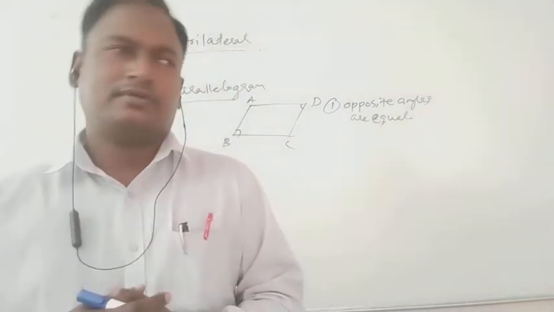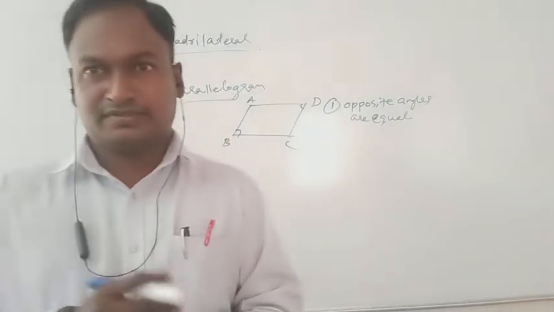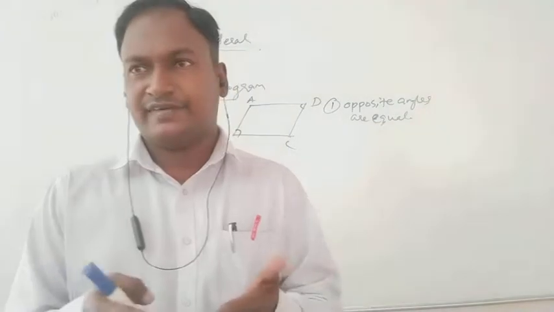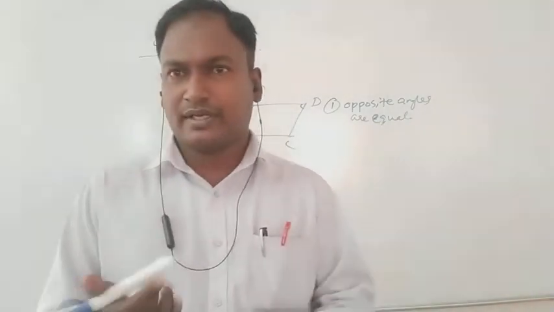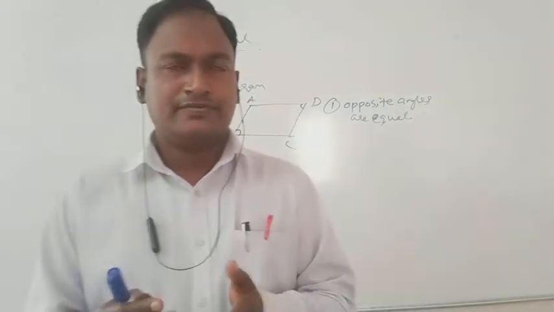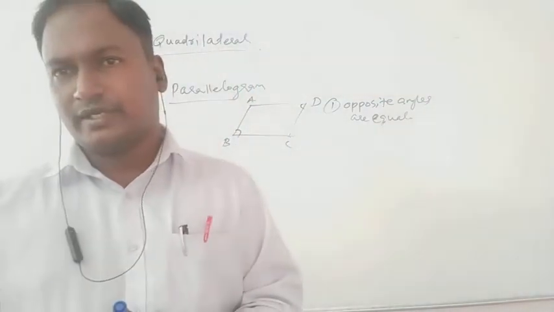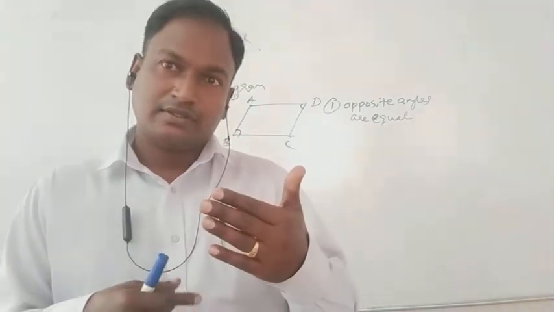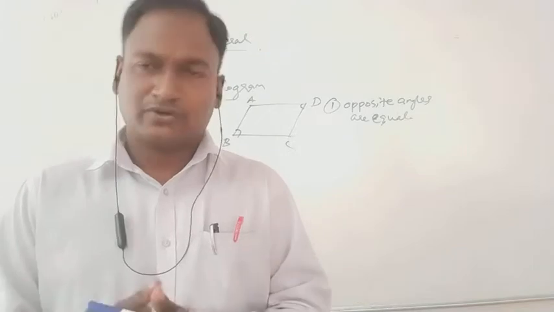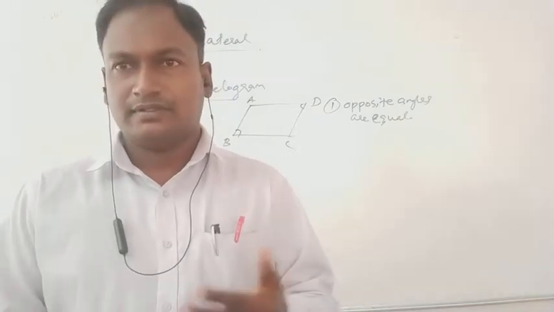Then one more quadrilateral, if you see, that is rhombus. So what is the difference between square and rhombus? Because if you look at the properties of square and rhombus, in a square all sides are equal, and in a rhombus all sides are equal. Then what is the main difference?